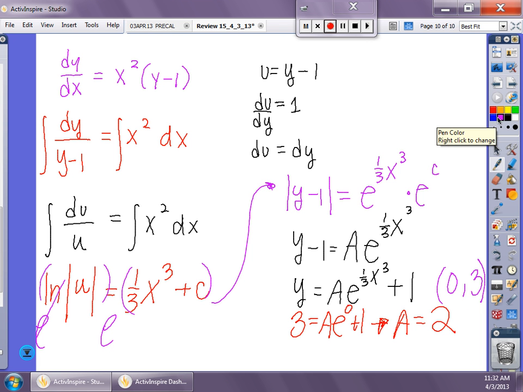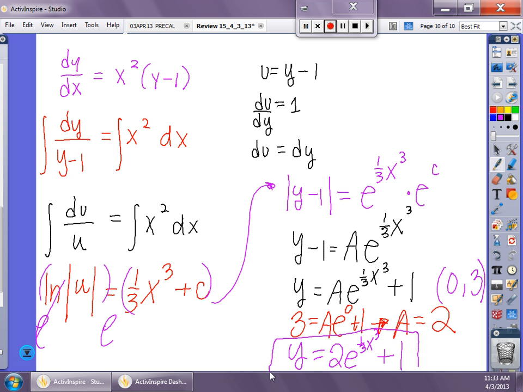And if I stop right there because I got my a value, you would lose a point at the end. So please be careful that you don't stop when you solve something. Many of you have the habit, if you solve something, you think you're done. But what was the question? It said find the particular solution y equals f of x. So you actually have to rewrite y equals, oh not a, sorry, 2 e to the 1/3 x cubed plus 1 to get your right answer. That would be your full amount of points.